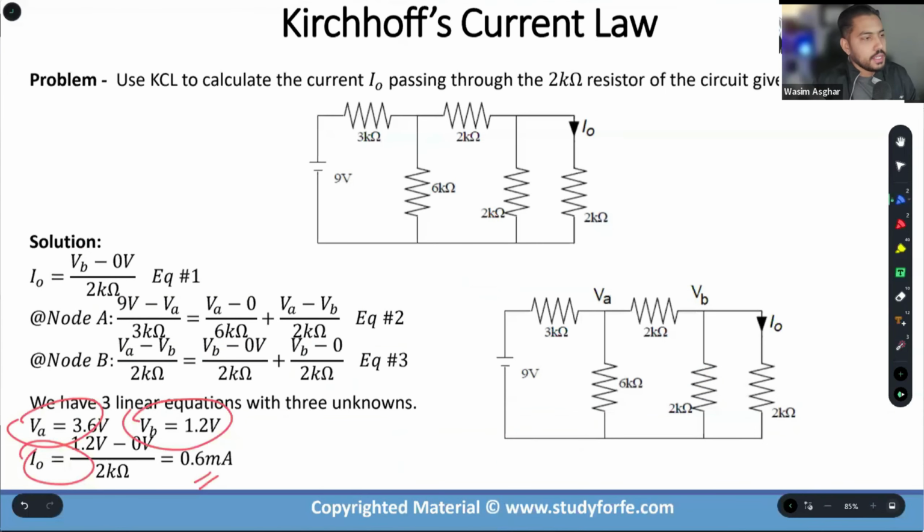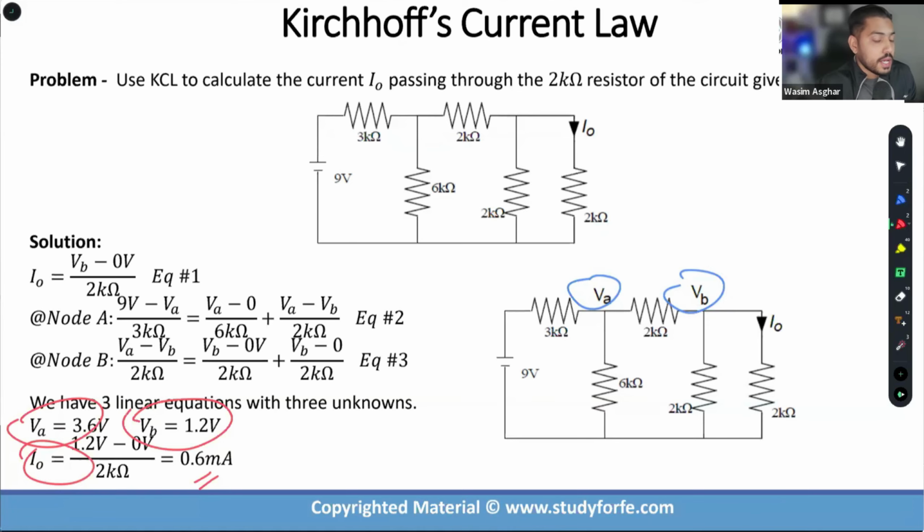Now let's say hypothetically, after doing all of this, we ended up with a voltage value of minus 3.6 for VA and minus 1.2 for VB. The question is, do we need to do any type of adjustment with VA and VB, because we've ended up with negative signs? The answer is no. The negative signs that you arrive at for the voltages at the end do not require any adjustment.